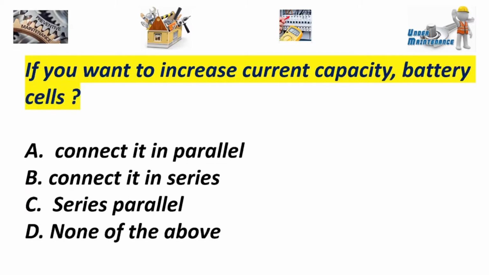If you want to increase current capacity of battery cells, A. Connect it in parallel. B. Connect it in series. C. Series parallel. D. None of the above. Answer A. Connect it in parallel.